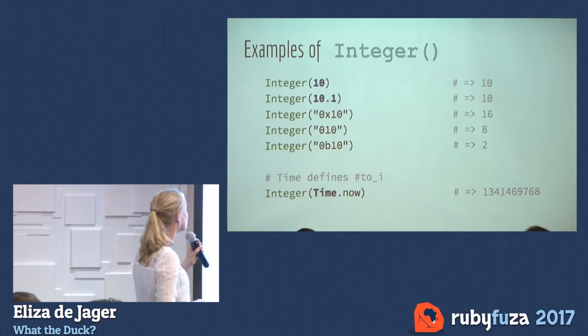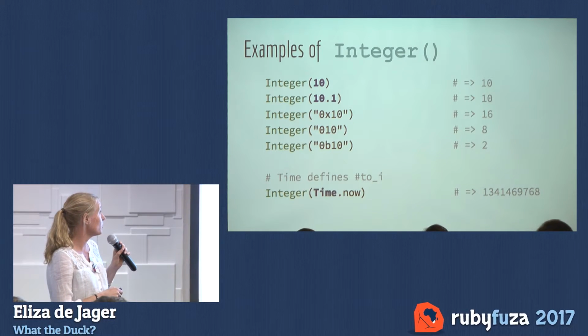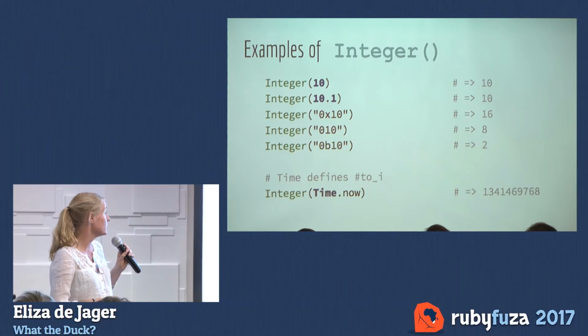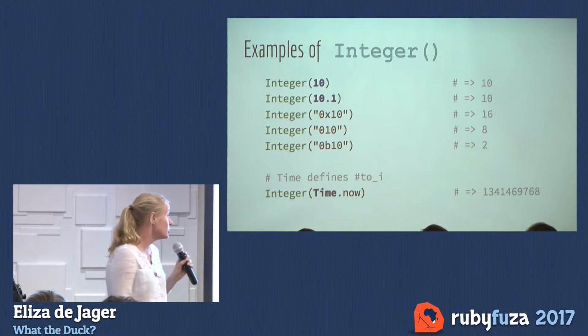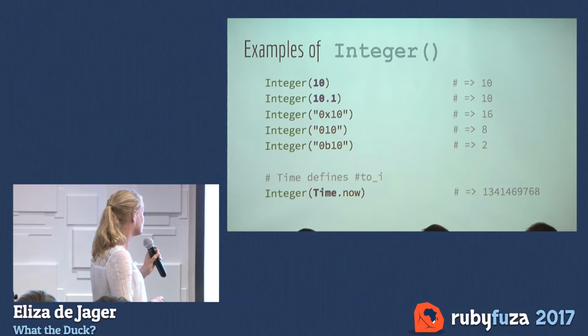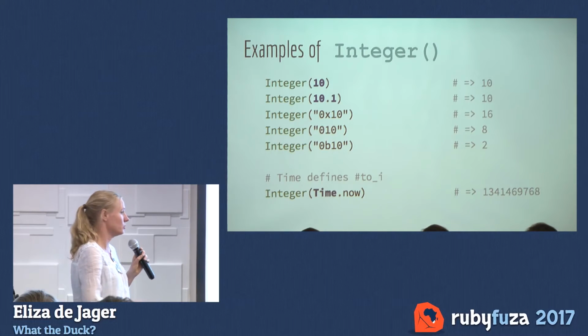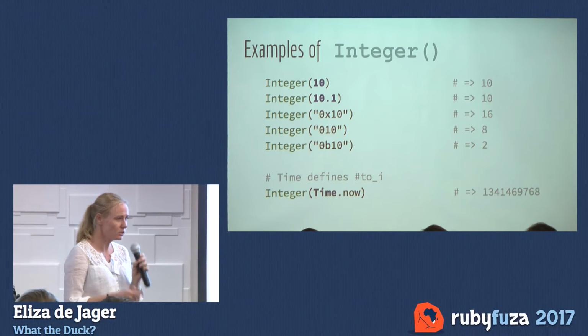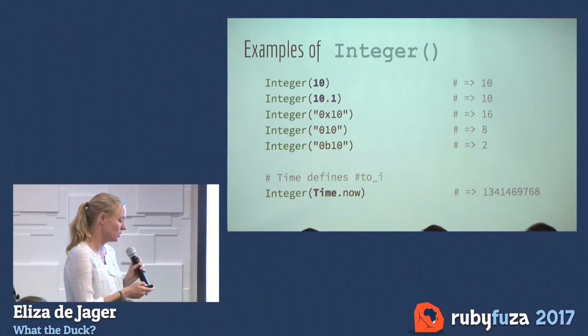So if we take a look at what Integer does, for example, it's very flexible. You can start by just passing it an int, and it's idempotent, so it's going to return the same thing. Floats get truncated. You can pass it a whole array of strings with hexadecimal and binary numbers. Integer knows what to do with that. Integer tends to fall back on to_i as well, so because Time has a to_i method defined on it, Integer knows what to do with that as well. So it's really wide, and it's got a really nice flexibility to it.